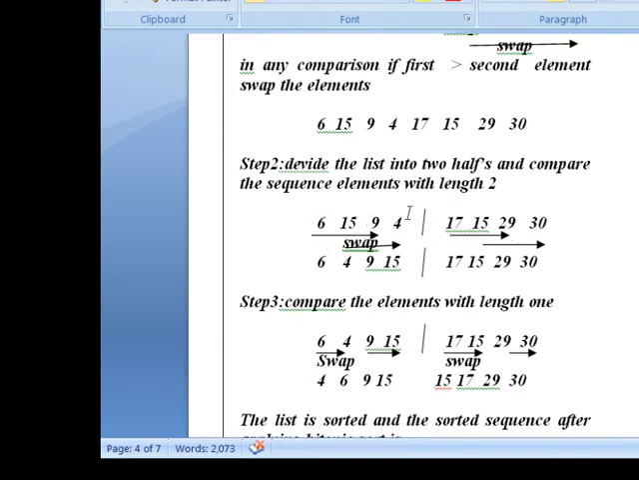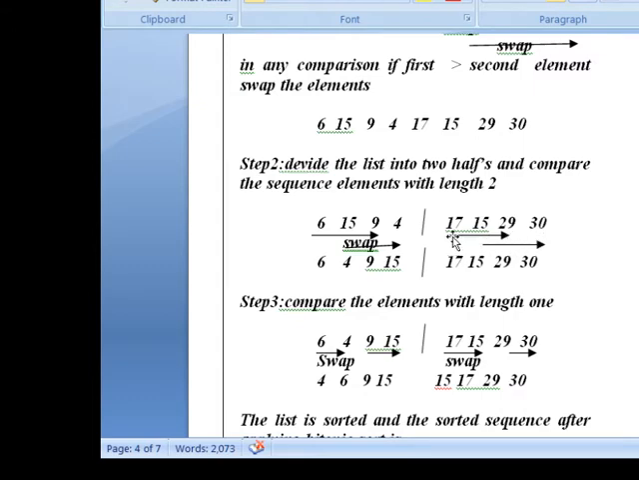Apply the comparison network technique again. What is the comparison network technique here? First and length 2 means first and third give it to the first comparator, and second and fourth give it to the second comparator. So once we give the comparator 6, 9, what does it generate as output? 6, 9 only. For 15, 4, the first output is 4, the second output is 15. That means we will get 4, 15. Similarly, here it is again a comparison network. Again first and third give it to the first comparator, and second and fourth give it to the second comparator.